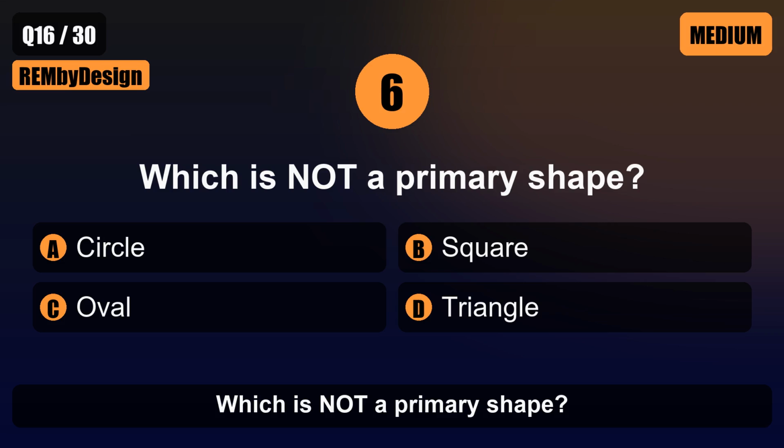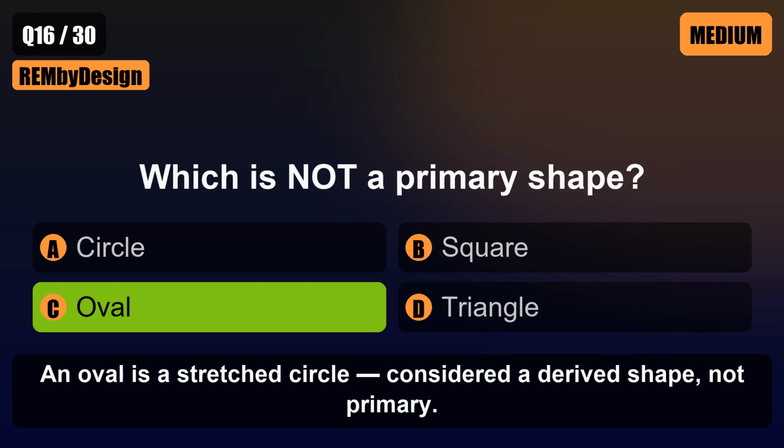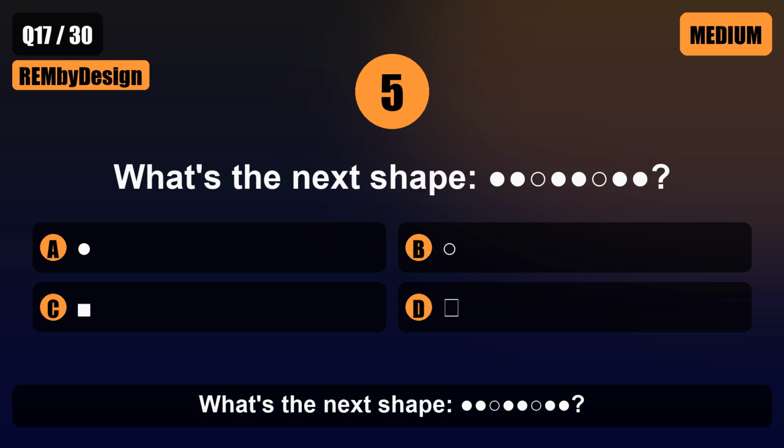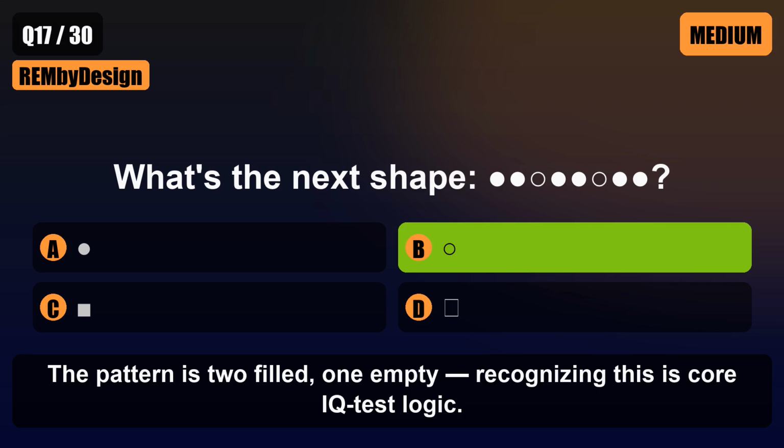Which is not a primary shape? A. Circle, or B. Square, or C. Oval, or D. Triangle. The answer is C. Oval. An oval is a stretched circle, considered a derived shape, not primary. What's the next shape? A, or B, or C, or D. The answer is B. The pattern is 2 filled, 1 empty. Recognizing this is core IQ test logic.